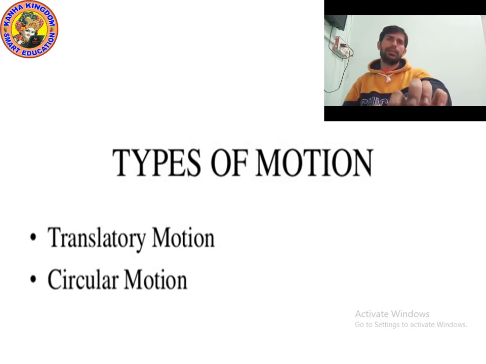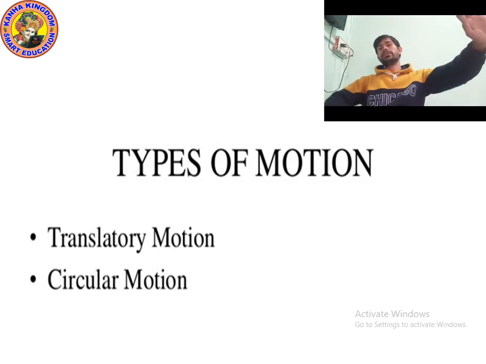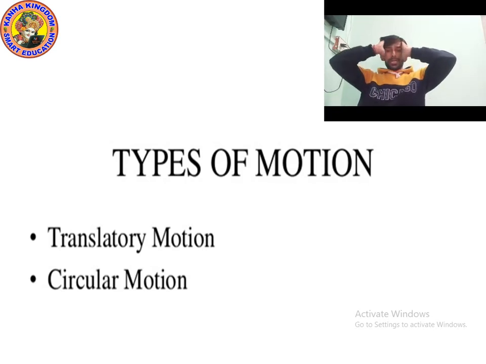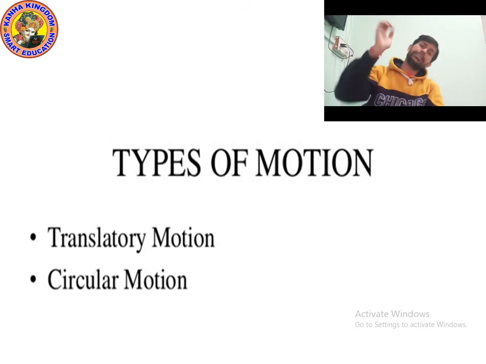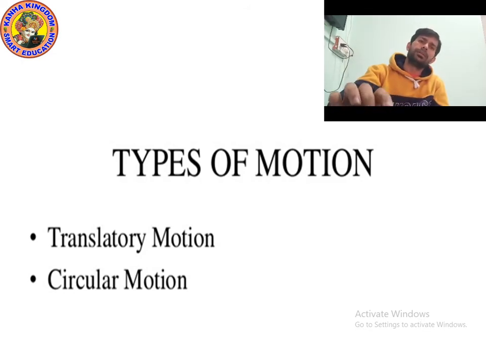Okay, well, kids, translatory motion can be divided into two parts. There are two types of translatory motion: rectilinear motion and curvilinear motion.